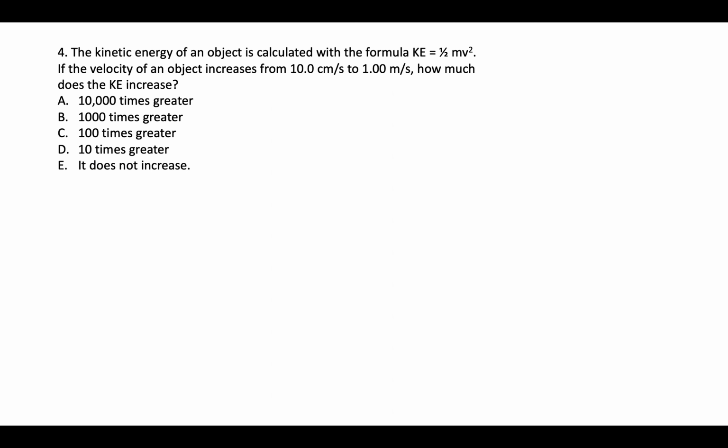Kinetic energy of an object is calculated with the formula kinetic energy equals 1/2 mv squared. If the velocity of the object increases from 10 centimeters per second to 1 meter per second, how much does the kinetic energy increase? Have to be careful here because we have different units involved. First thought is, let's convert 10 centimeters per second into meters per second. So here would be my conversion factor for that.